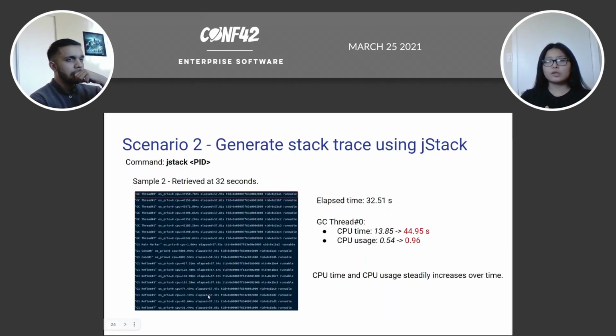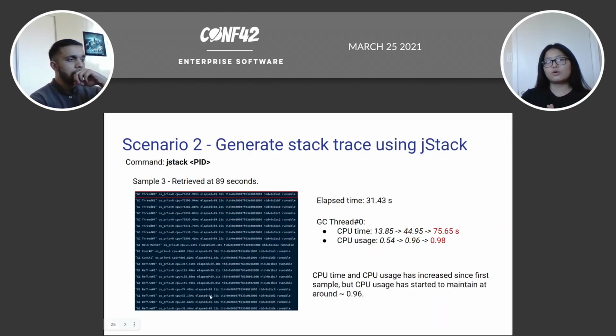The second sample we collected at the 32 seconds mark. It has been around 32 seconds since the last retrieval. If we focus on GC thread number 0, we can see that the CPU time has increased as well as the CPU usage. The third sample we collected at the 89 seconds mark. It has been around 31 seconds since the last retrieval. And if we focus on GC thread number 0, the CPU time and the CPU usage have increased, but the CPU usage is slowly starting to plateau around 96%.